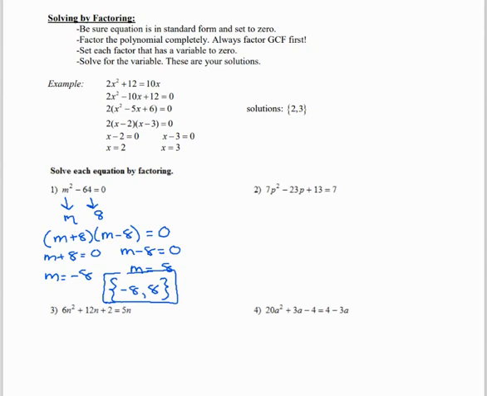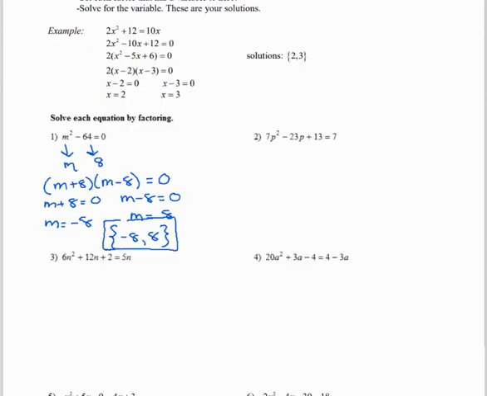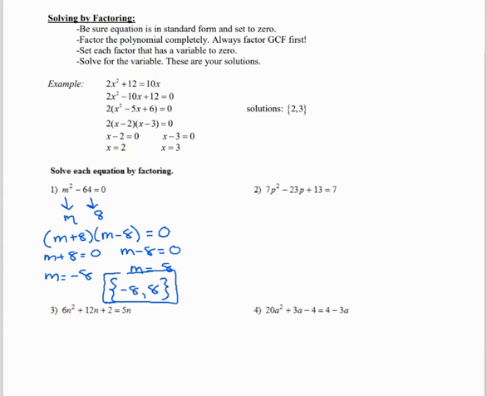Okay. Let's take a look at number 2. So for number 2, what we really need to make sure we do first is make sure that the equation equals 0. And I list those steps up above. So we need to subtract 7 to make the equation equal 0 anytime we see a quadratic. I now have 7p squared minus 23p, and then 13 minus 7 is 6.